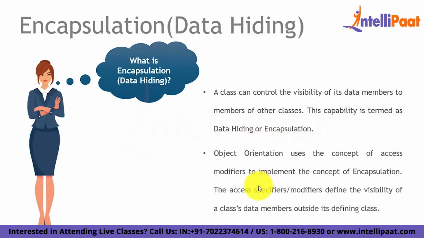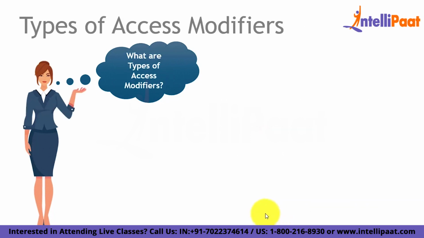Now, how to achieve this in your programming language? It can be achieved by using something called access specifiers or modifiers. Let me read out this line: object orientation uses the concept of access modifiers to implement the concept of encapsulation. That's very true. What is an access modifier? They define the visibility of a class data member outside its defining class. I'll show you with the demo also.